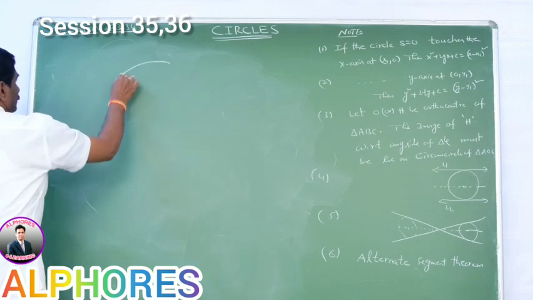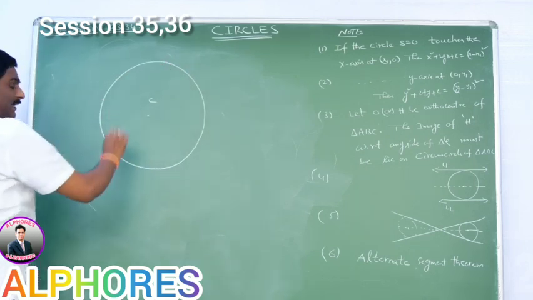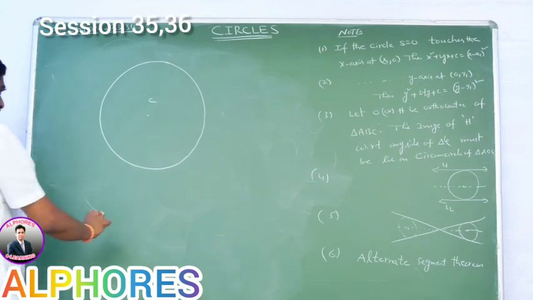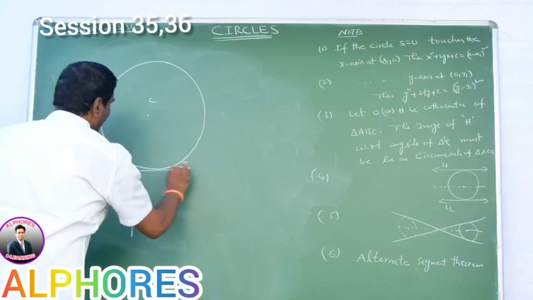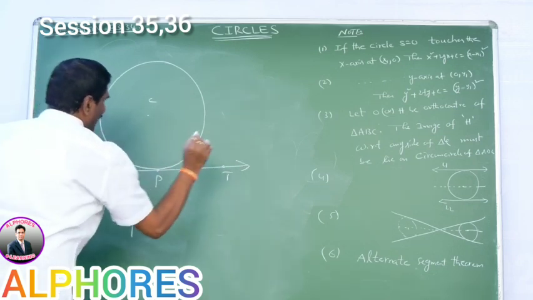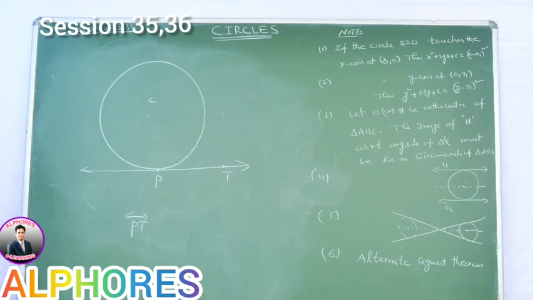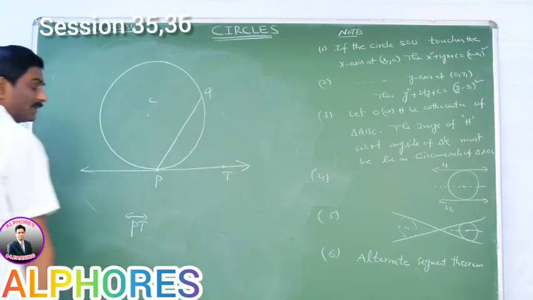Alternate segment theorem. Please observe this diagram. It is one of the circle. C is the center of the circle. Let PT be the line which touches the circle at P. That means P is the point of contact. PT is the tangent. Draw a chord through P. Say PQ is one of the chords of this circle.